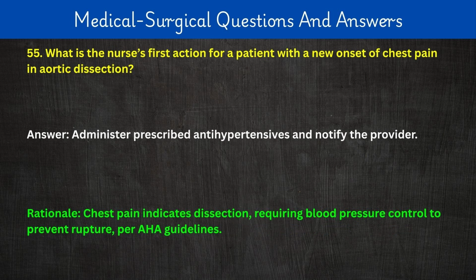55. What is the nurse's first action for a patient with a new onset of chest pain and aortic dissection? Answer: administer prescribed antihypertensives and notify the provider. Rationale: chest pain indicates dissection, requiring blood pressure control to prevent rupture, per AHA guidelines.